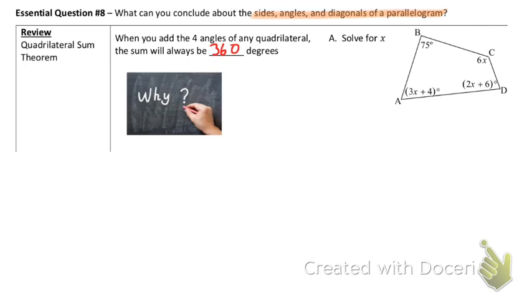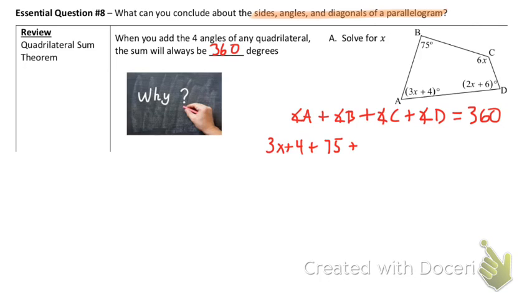So we're going to do example A and solve for x. The quadrilateral sum theorem says take angle A, add it to angle B, plus angle C plus angle D, and it should all add up to 360 degrees. So let's try that. The measure for angle A is 3x plus 4. Angle B is 75. Angle C is 6x. And angle D is 2x plus 6. All equal to 360 degrees.